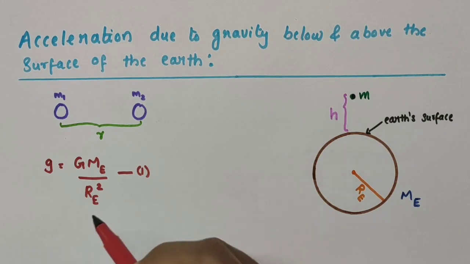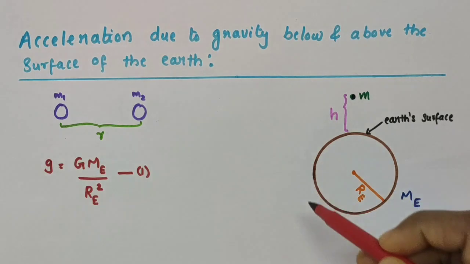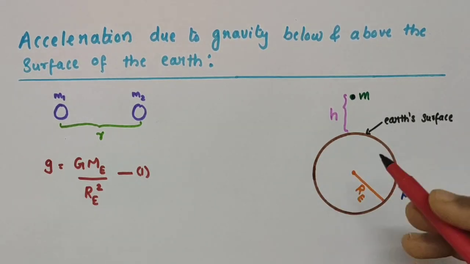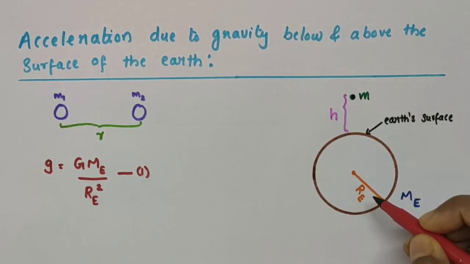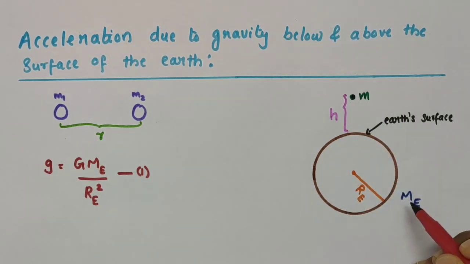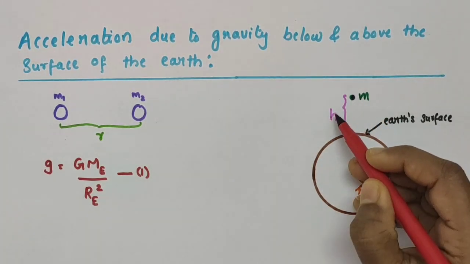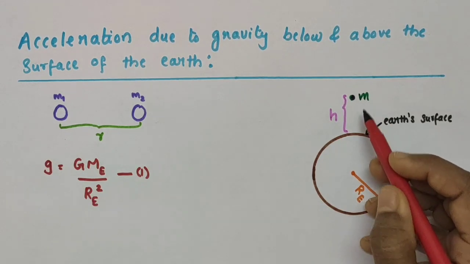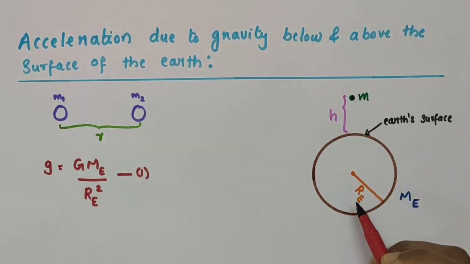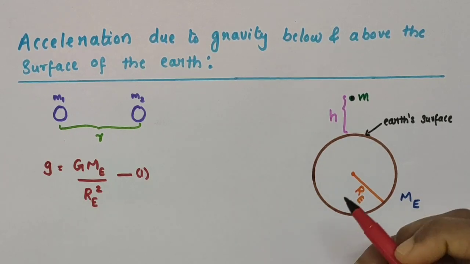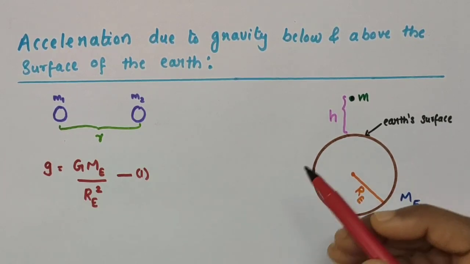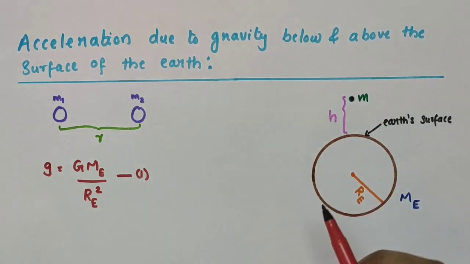Otherwise, I will provide the link in the description box. If you want, you can watch that. Okay, now consider this as the earth and Re as the radius of the earth. Let its mass be Me. Now consider a point mass m at a height h above the surface of the earth. According to Newton's universal law of gravitation, there will be a gravitational force of attraction between the earth and this point mass.